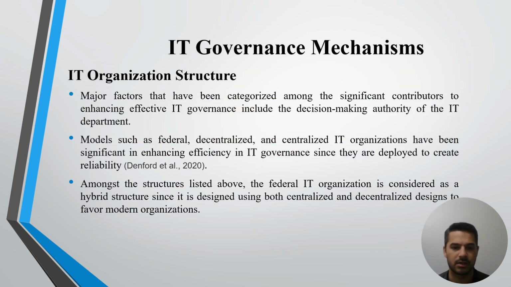Now, organization structure. The first one is major factors that have been categorized among the significant contributors to enhancing effective IT governance, including the decision-making authority of the IT department. The second one is models such as federal, decentralized, and centralized IT organizations have been significant in enhancing efficiency in IT governance since they are developed to create reliability. Third one is among the structures listed above, the federal IT organization is considered a hybrid structure since it is designed using both centralized and decentralized design to favor modern organizations.